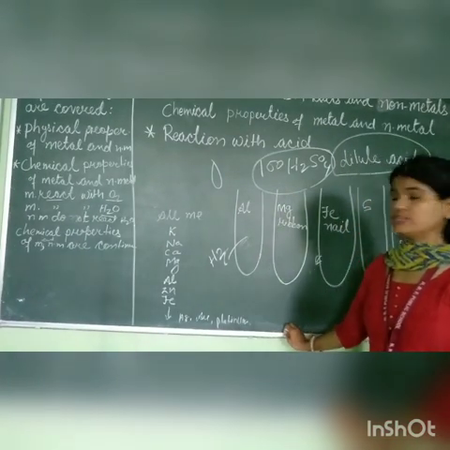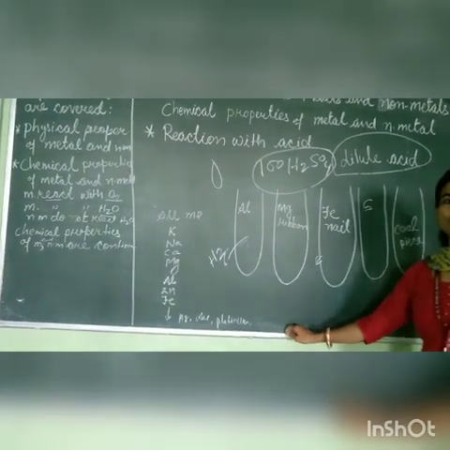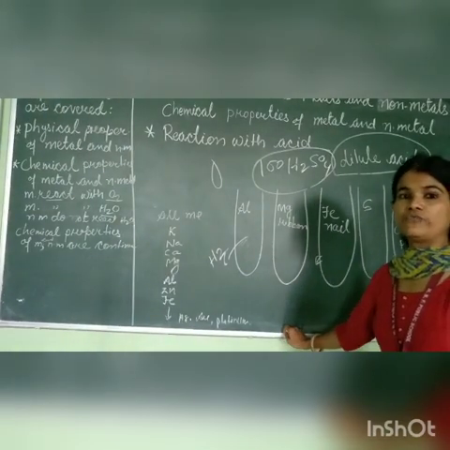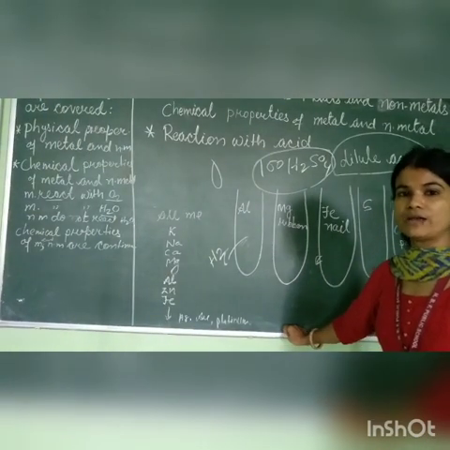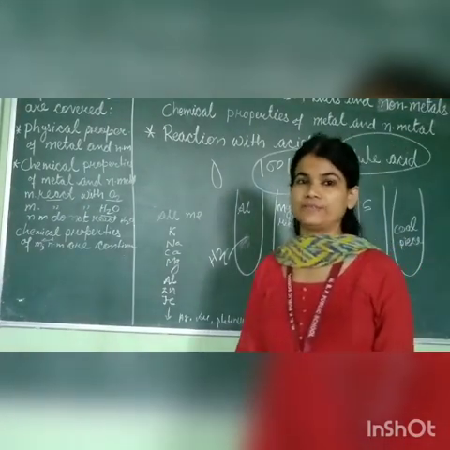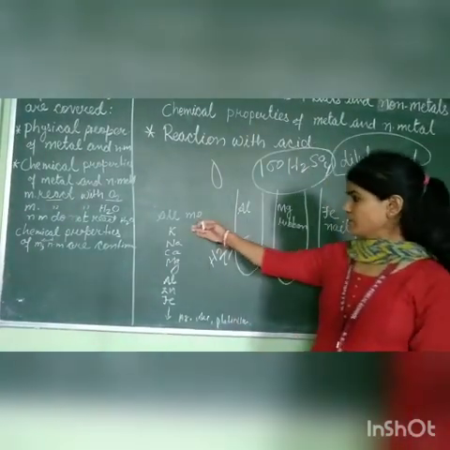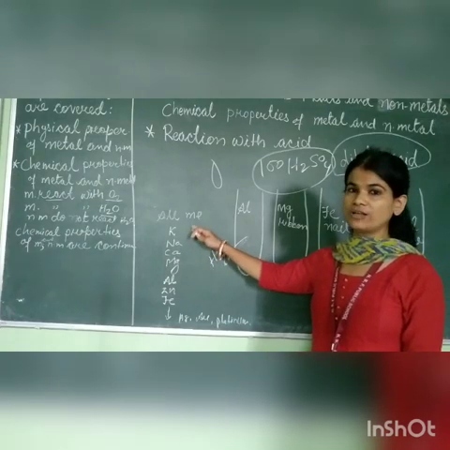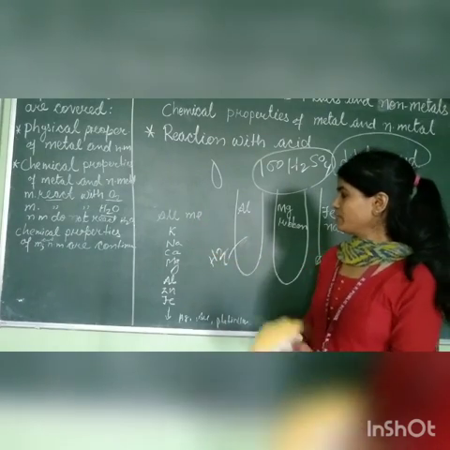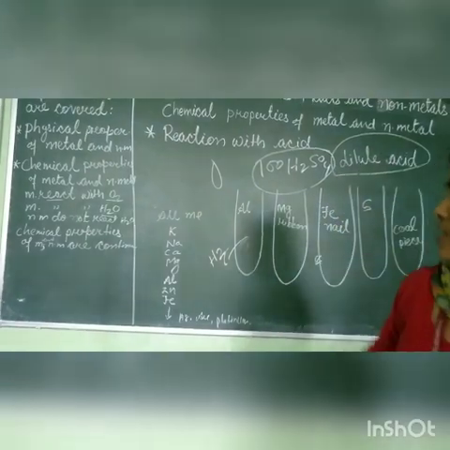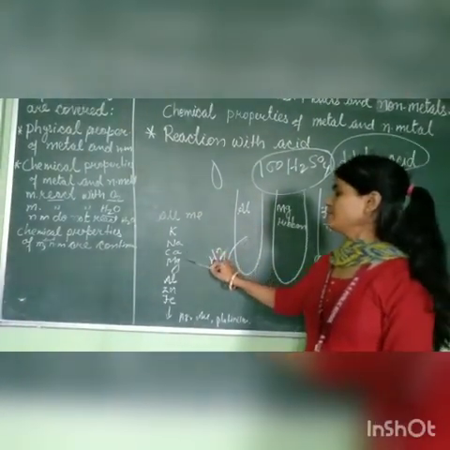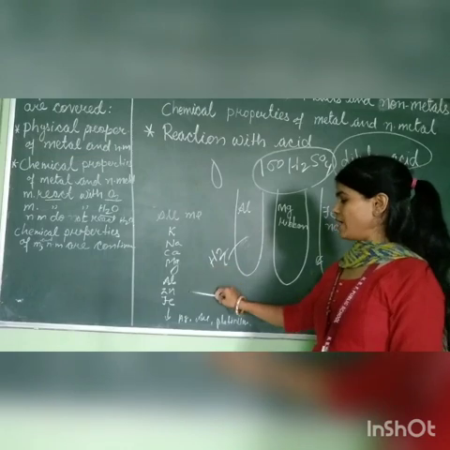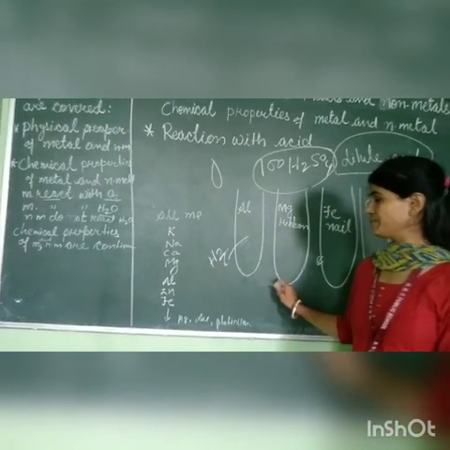By seeing this reactivity series, we can understand which metal is more reactive and which metal is less reactive. Here you have seen potassium, sodium. Why have I written potassium as K? Because this is the symbol of potassium. Potassium, sodium, calcium, magnesium, and so on. At the last I have written platinum.